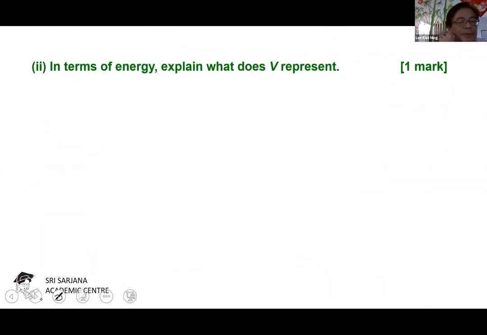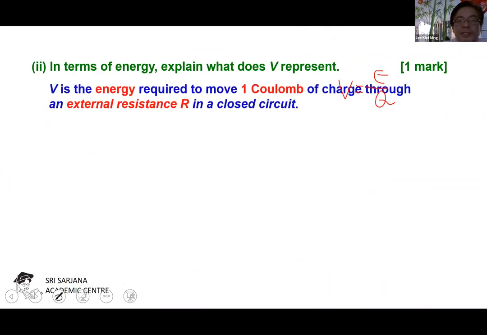Then represent what in terms of energy. You still use the same formula, but you're going to have a little bit of changes. Energy used to move also 1 unit of quantity charge from one point to another point in a closed circuit. You must have the words closed circuit. Energy required to move 1 unit of coulomb charge to an external resistance in a closed circuit. Faham? That means you switch it on. That is called terminal voltage. So I repeat, it is the energy used to move 1 unit of coulomb charge from one point to another point, or move it to an external resistor, big R, in a closed circuit.